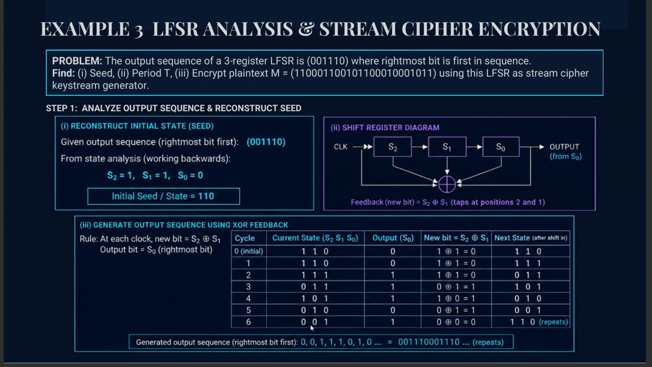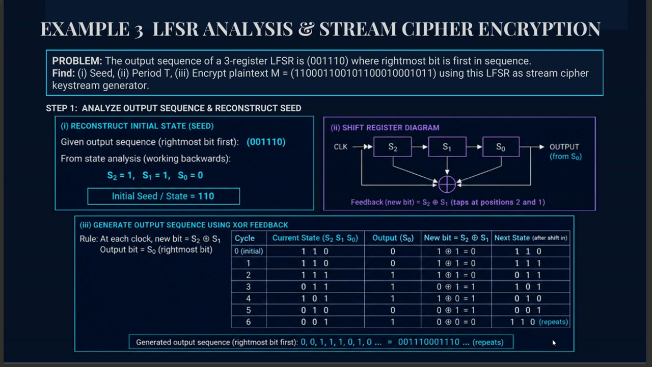The current state of cycle 6 is 001 and the output is 1. Feedback 0 XOR 0 equals 0. Shift and insert 0, the next state becomes 110. So now we observe something important: we return back to the original state, that is 110. This means the sequence starts repeating. So the generated output sequence becomes 00110, which is exactly the same as the given sequence.